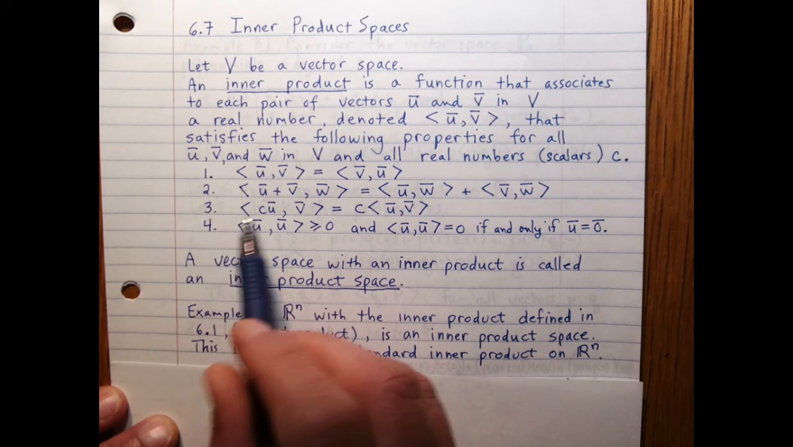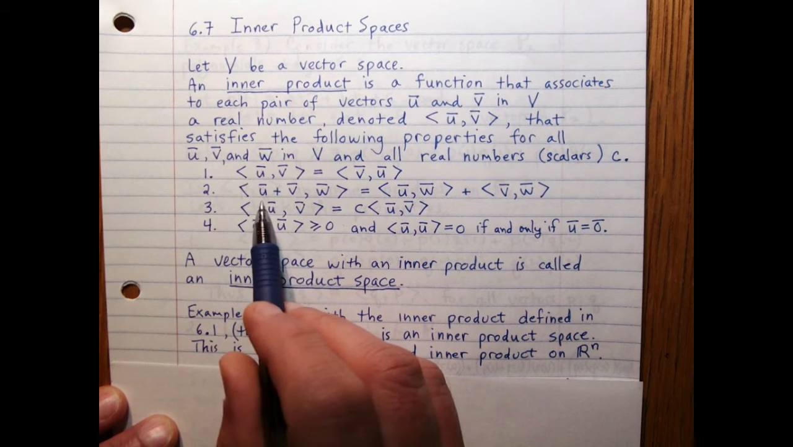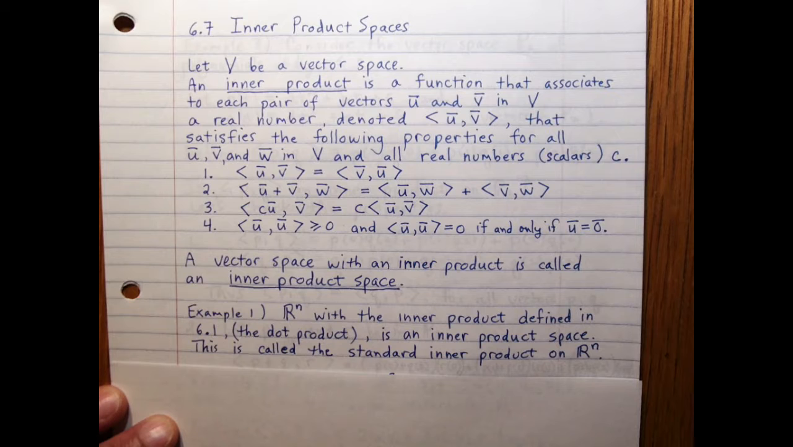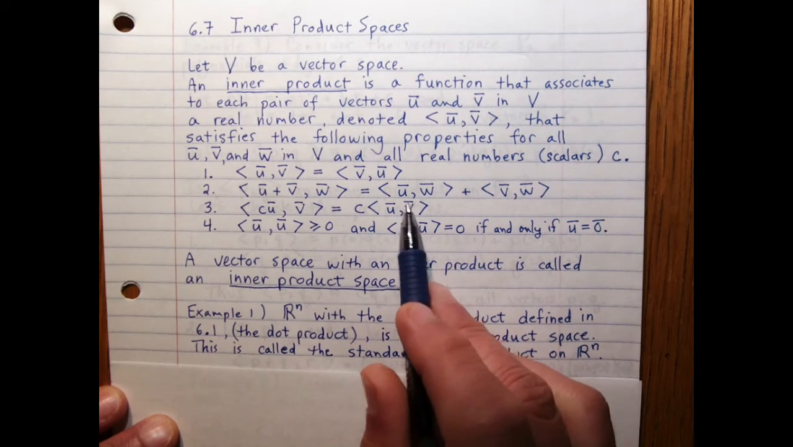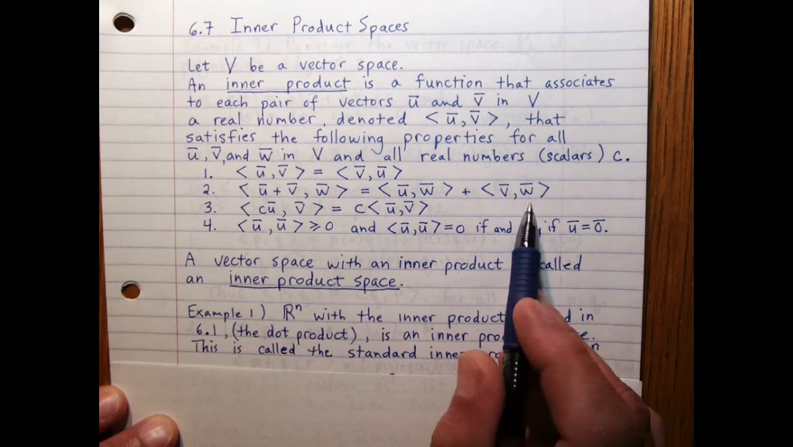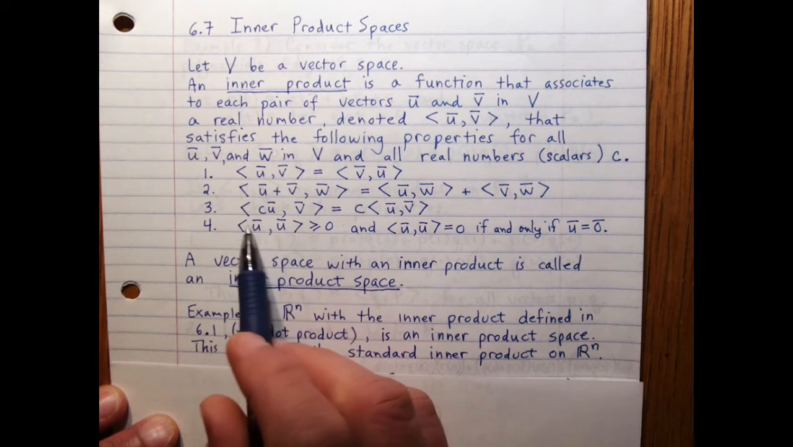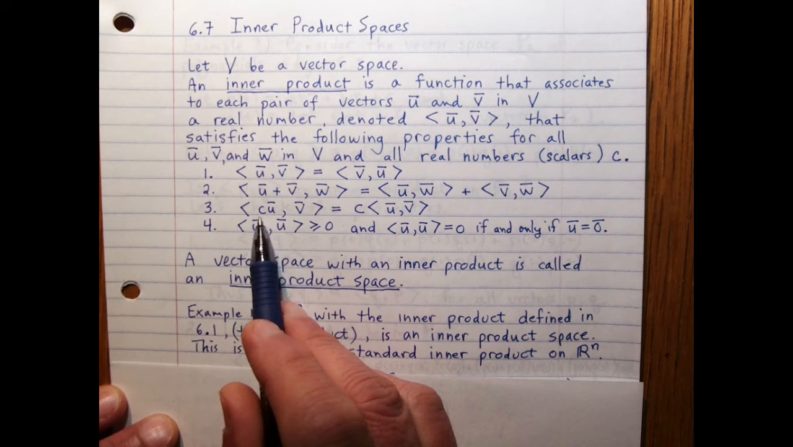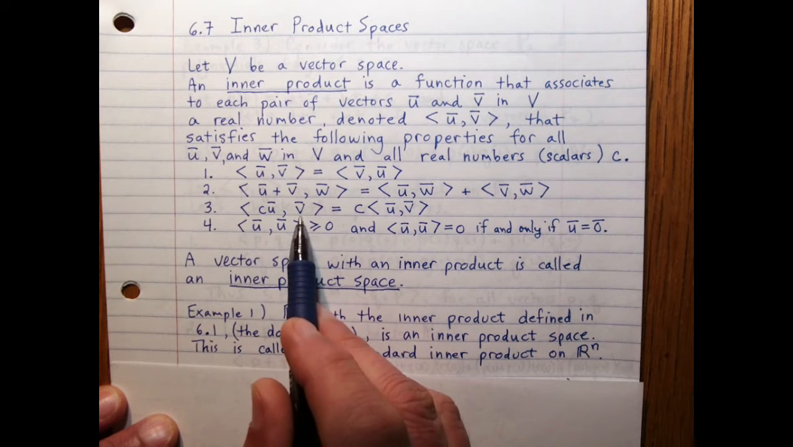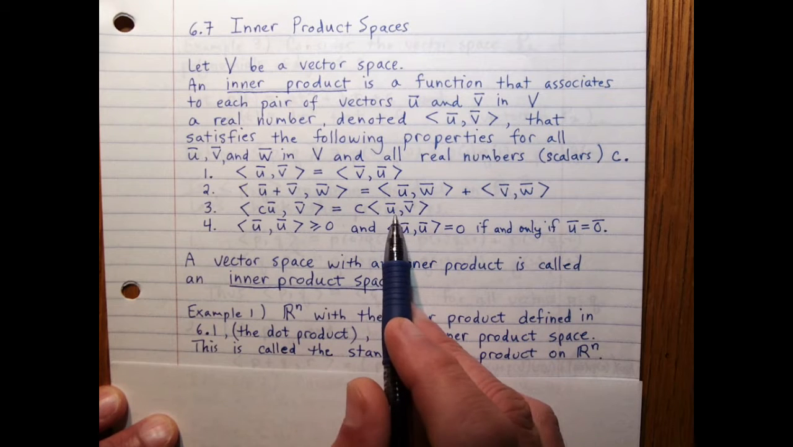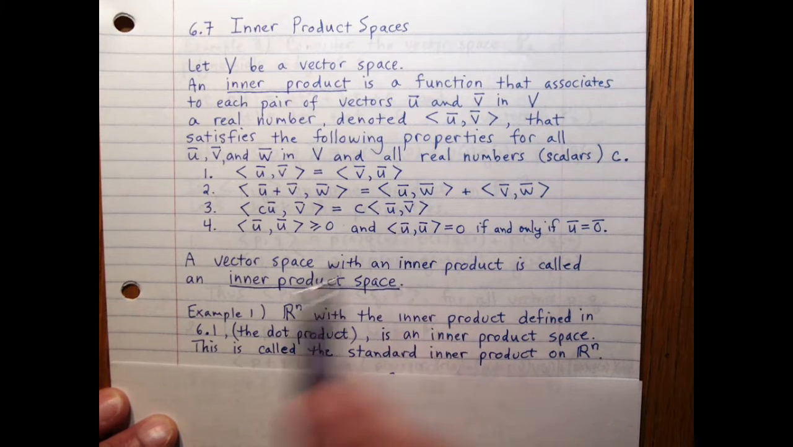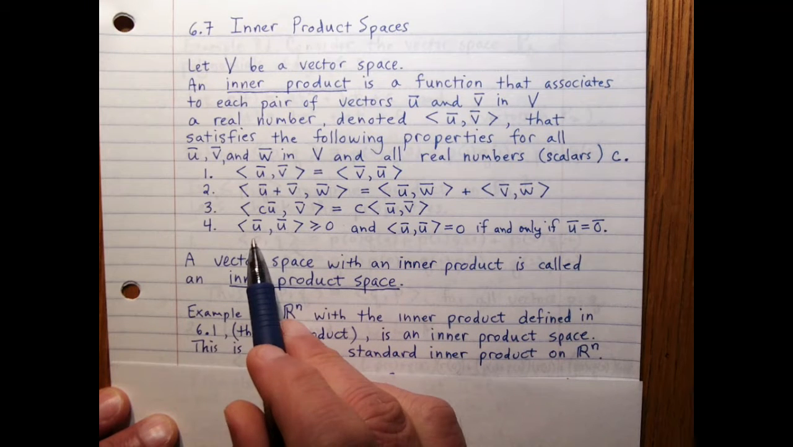Number two, the inner product of u plus v and w is equal to the inner product of u and w plus the inner product of v and w. That's a distributive property. Number three, the inner product of a scalar times u and v is equal to that scalar times the inner product of u and v taken separately. And the way we should think of that is you can factor a scalar out in front of the inner product.